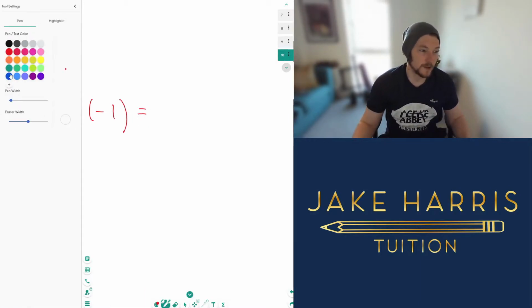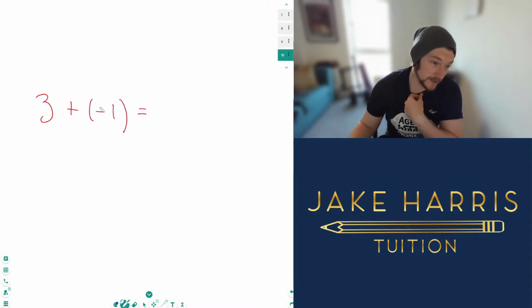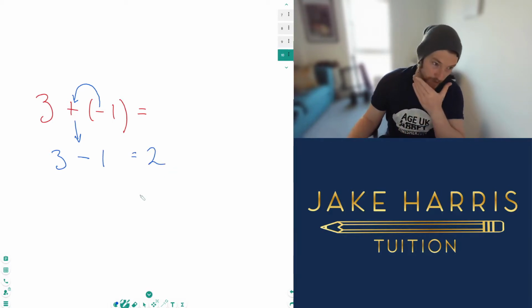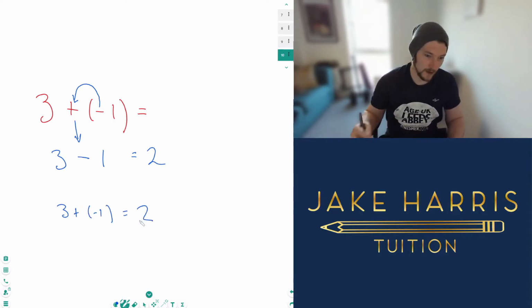Okay, so when we are adding or subtracting negative numbers, the rule that I like to apply is the negative number changes the sign that's next to it. So our 3 plus minus 1, the minus sign changes the plus sign into a minus sign. It just flips it every time. So we change this into 3 minus 1, which is 2. So 3 plus minus 1 equals 2. Okay, that's a good start.